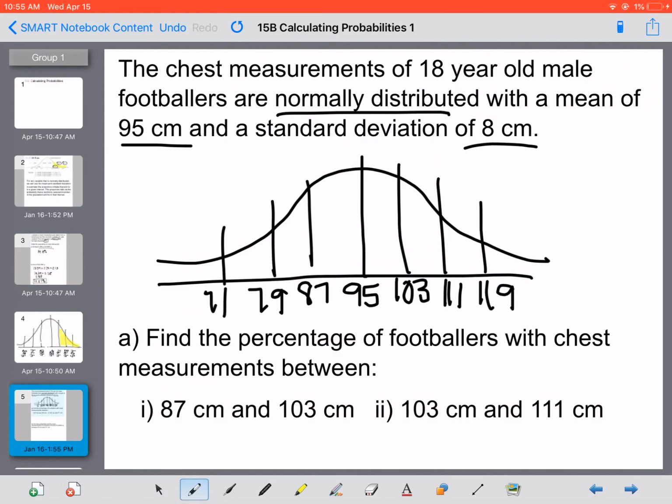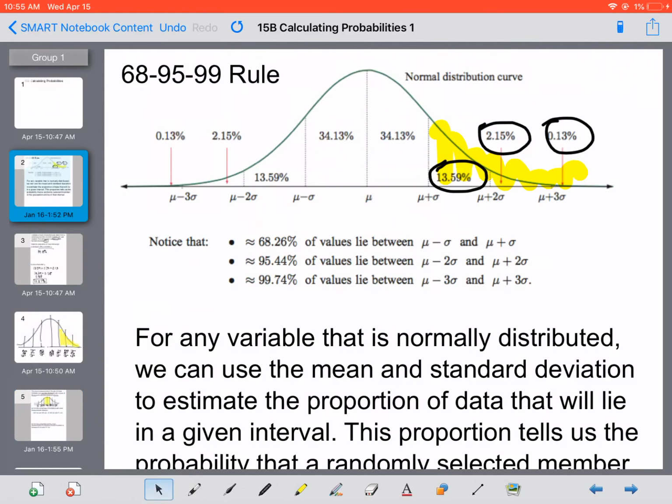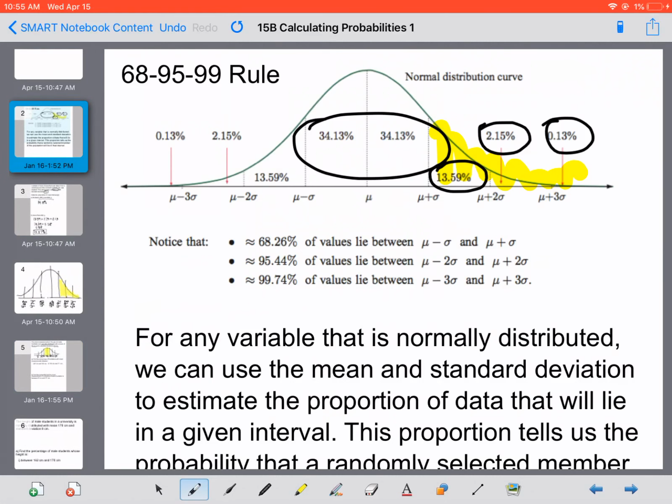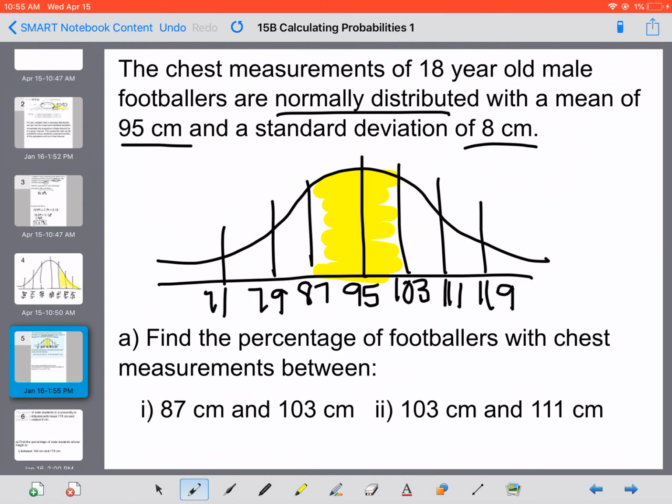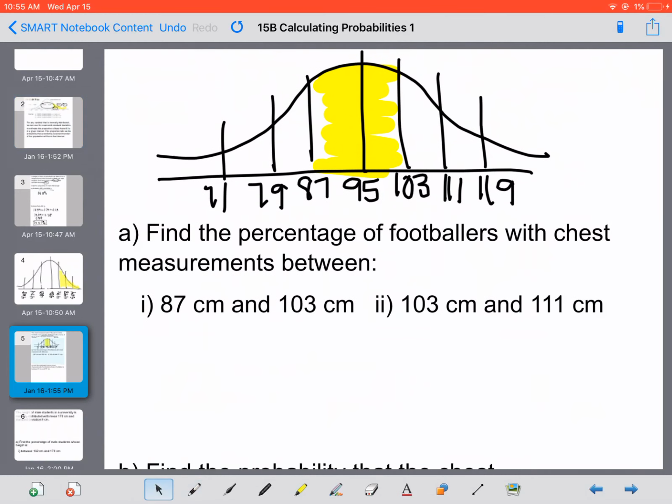Okay, so find the measurement or the percentage of football players with chest measurements between 87 centimeters and 103. So 87 to 103 is this middle area. And so if we go back to our original bell curve, that middle area is going to be these two right here. So you're adding 34.13 plus 34.13, and you are going to get 68.26.